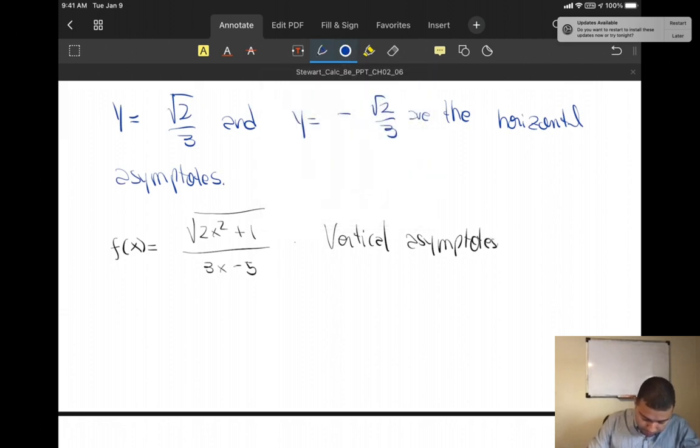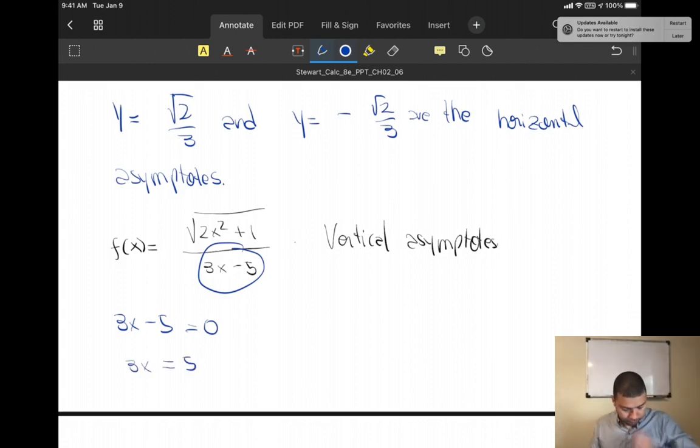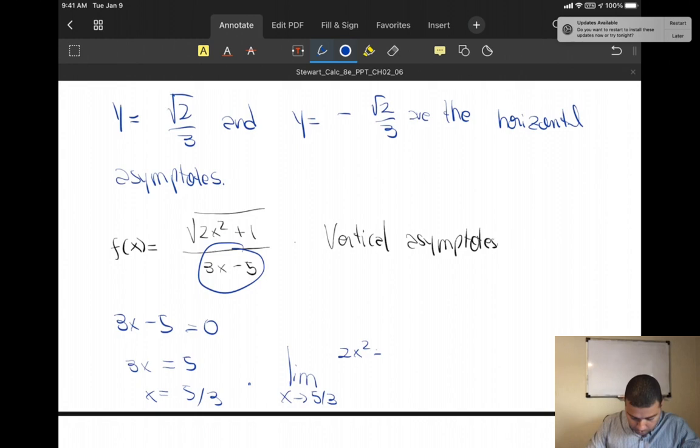At the denominator, 3x minus 5, you make it equal 0. 3x equals 5, right? x equals 5/3, and that's a possible location for my vertical asymptote. And to confirm it, you look at the limit as x approaches 5/3 of the square root of 2x squared plus 1, over 3x minus 5.